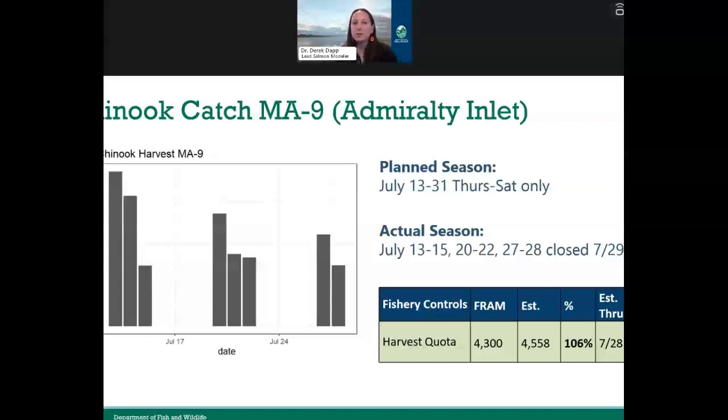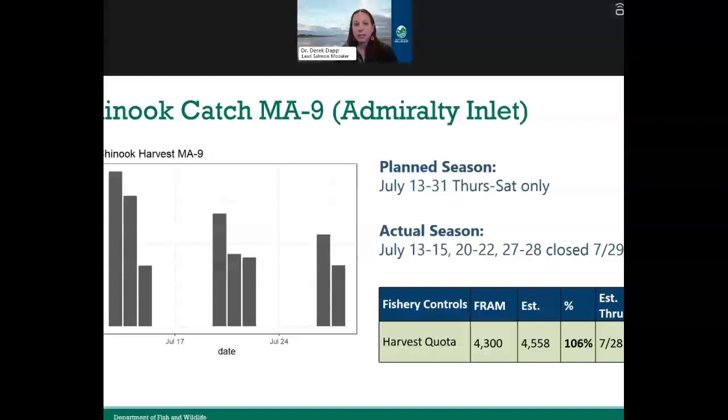So this fishery was planned again for that July 13th through 31st for Thursdays through Saturdays only. The actual season was those 2 initial 3-day openers, and then we were able to get 2 days out of that third weekend. It did close down 1 day early on the 29th, and that's because we did reach over our harvest quota of 106% that you can see in this table here on the bottom.